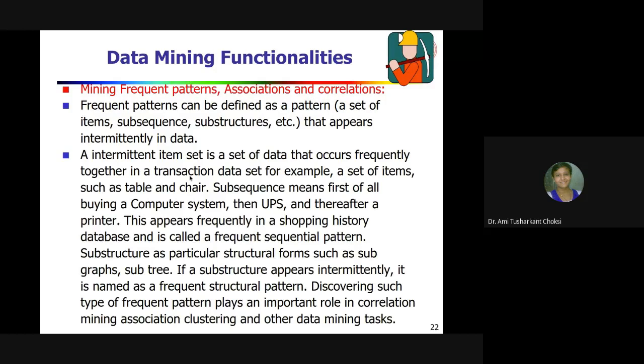For example, a frequent item set is a set of data that occurs frequently together. In a transaction data set, for example, a set of items such as table and chair. Subsequence means, first of all, buying a computer system, then a UPS, and then after that, say, a printer. This appears frequently in a shopping history database and is called a frequent sequential pattern.